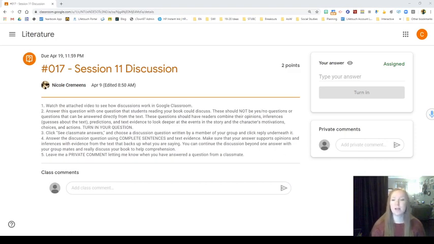Question number two is to answer this question with a question that students reading your book could discuss. So remember, when we're talking about discuss, we want there to be a back and forth sort of conversation. So your question shouldn't be something that they can simply answer yes or no to, or a question that they can just look directly in the text and find, like, where was the main character on page 47? You do not want questions like those because they do not allow for readers to have a discussion.